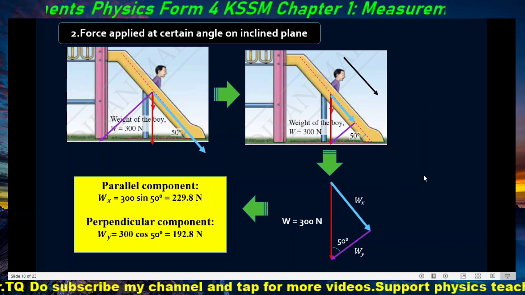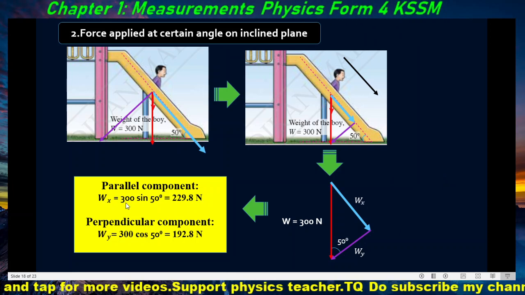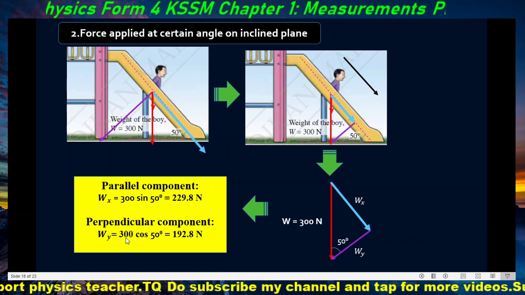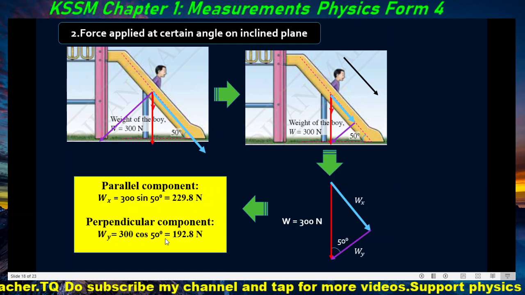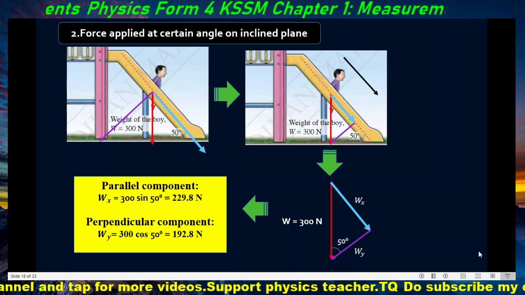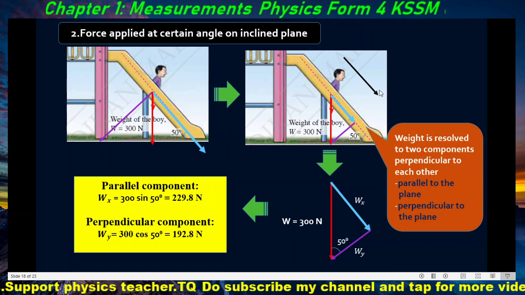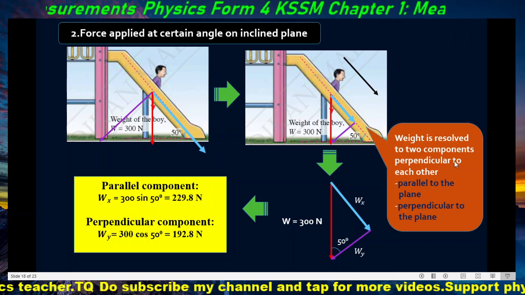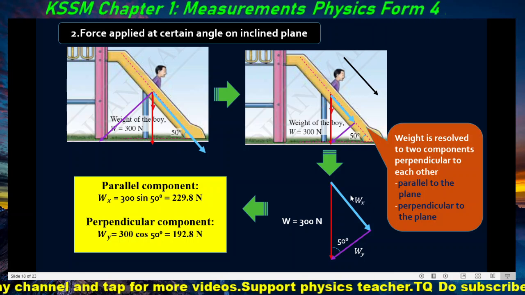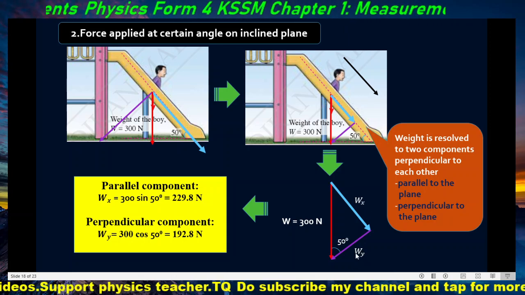So, you can use the trigonometry formula again if you still cannot get it. For Wx, we use W sine theta. For Wy, we use W cos theta. Just refer to this triangle. This is a right angle triangle. So we can say that in the inclined plane case, the weight can be resolved into two components perpendicular to each other: the component parallel to the plane, Wx, and the component perpendicular to the plane, Wy.